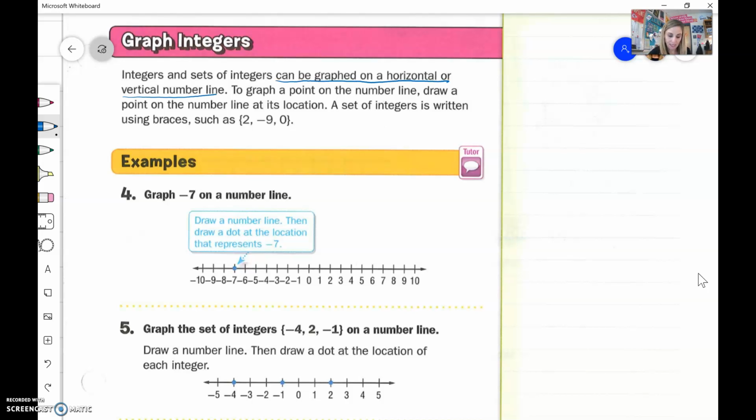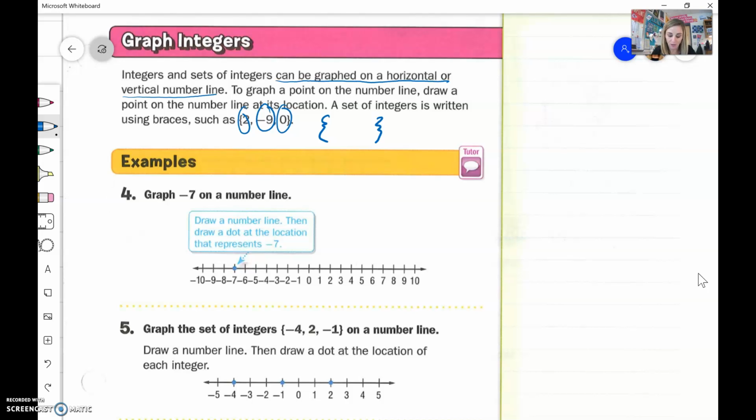Okay? It says to graph each point on the number line, draw a point on the number line at its location. A set of integers is written by using brackets. They're kind of like these little scribble marks. Those are called brackets. So if we wanted to put down 2, -9, and 0, those are where we would graph them on the number line.